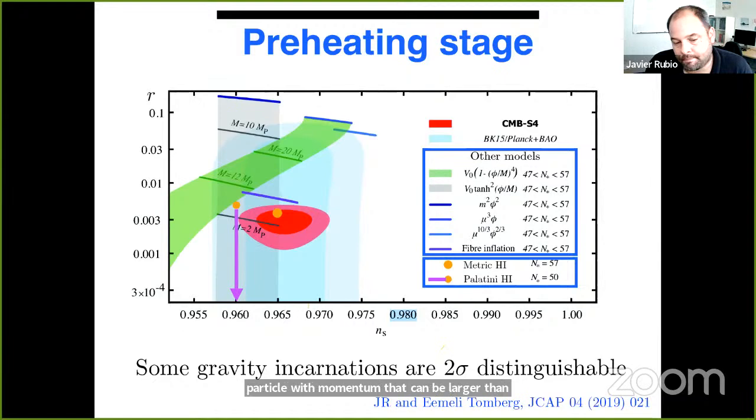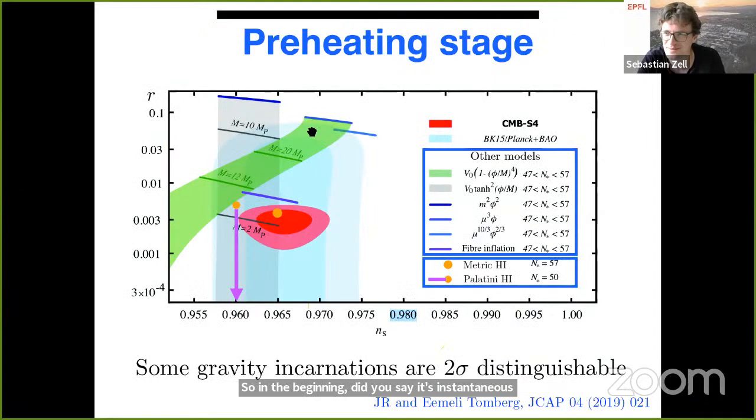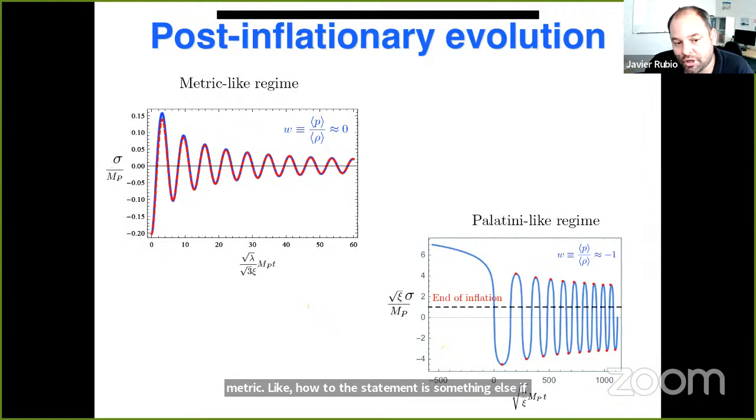And so in the beginning, did you say it's instantaneous in metric, or how do the statements go? It's not instantaneous. It's instantaneous if you compute it in the original way we were computing this. This is fast, but it's not instantaneous. It takes around 100 oscillations of the field to really reheat. Now, of course, if you compute taking into account these spike instabilities for the longitudinal Higgs bosons, you obtain something that is much more energetic, and that is almost instantaneous.